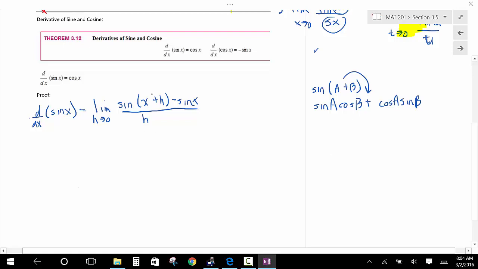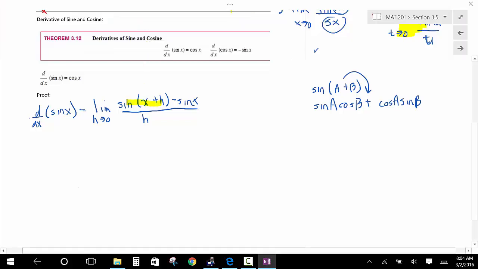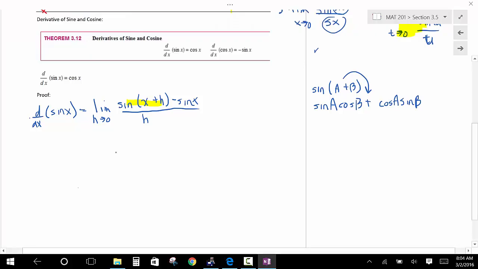So what we're going to do is take this thing and use the identity, and then pull out those two limits that we talked about a little bit last time. So when I do this now, I'm going to have limit h goes to 0. Now I'm going to apply this identity. So when I do what I highlighted there, you're going to have sine of first, cosine of second, same sign, and then cosine of first, and then sine of second like that, minus sine x over h.